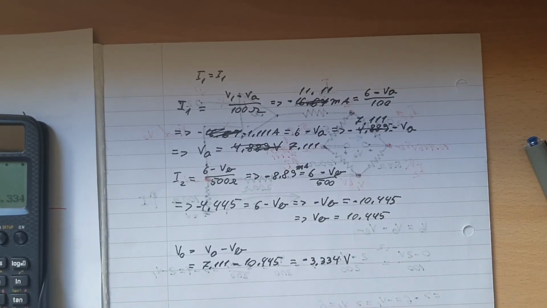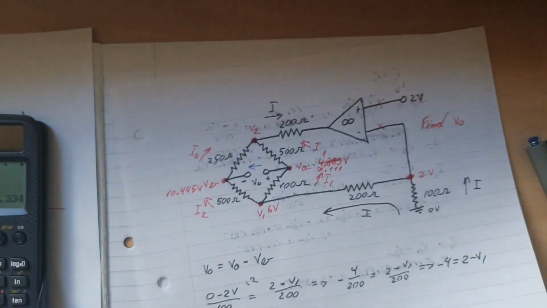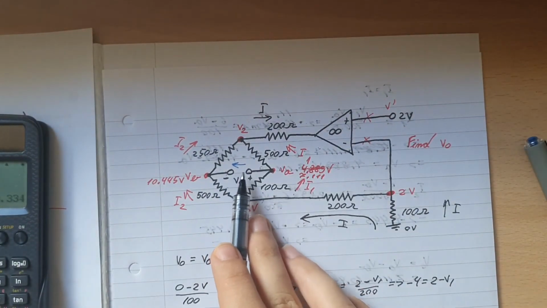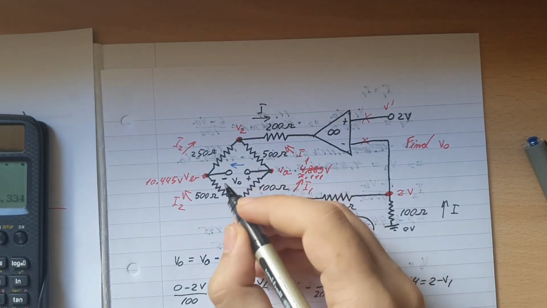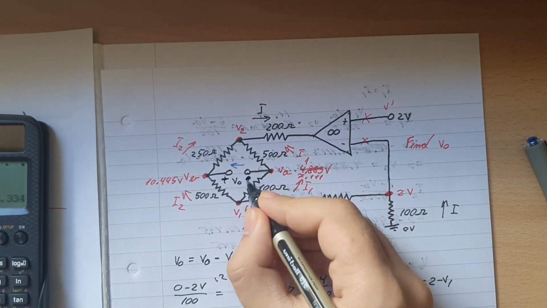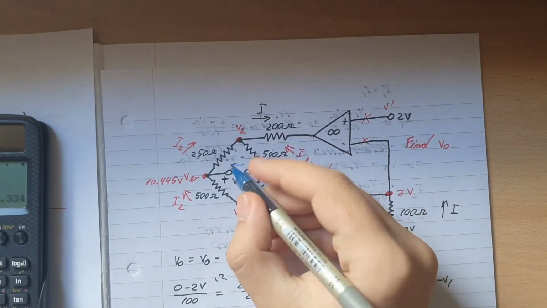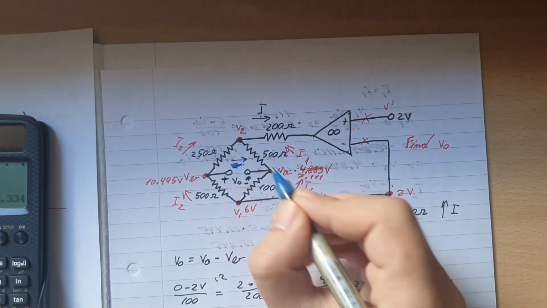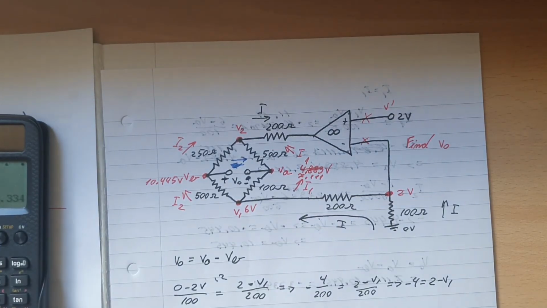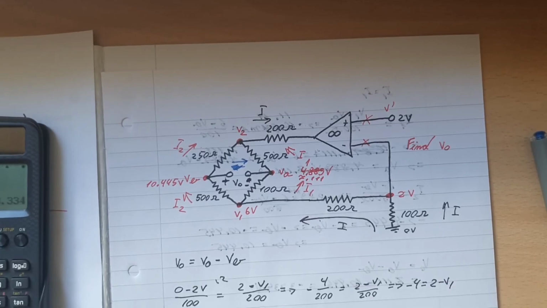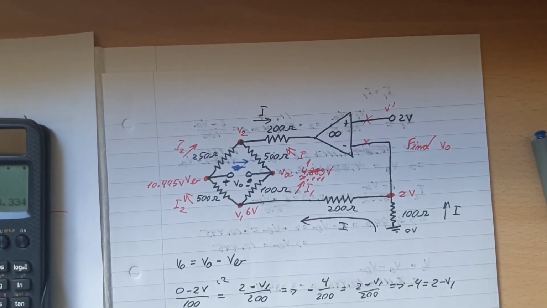So it's a negative value. That means that the direction that I assumed is wrong, actually it goes in the opposite direction, so the arrow should be in this direction here because the current will flow in that direction actually. Alright, and that's how we solve the problem.